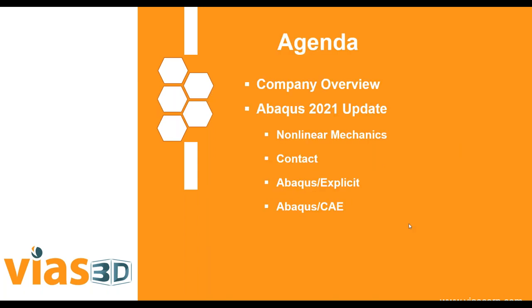So here is the agenda of the webinar. It will be about 40-45 minutes approximately. Firstly, I will take you over a brief company overview, and then we'll move to the Abaqus 2021 update and various topics, including nonlinear mechanics and enhancements in contact. Then Abaqus Explicit, and finally we'll take a deep dive into the enhancements we have in the 2021 version of Abaqus CAE.